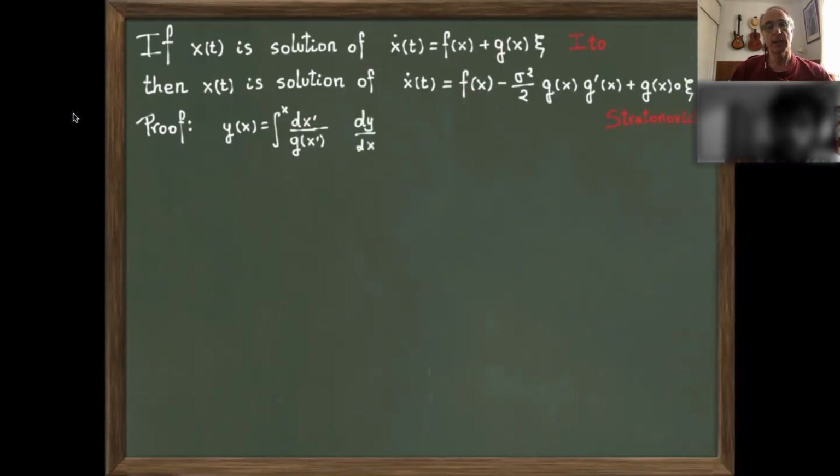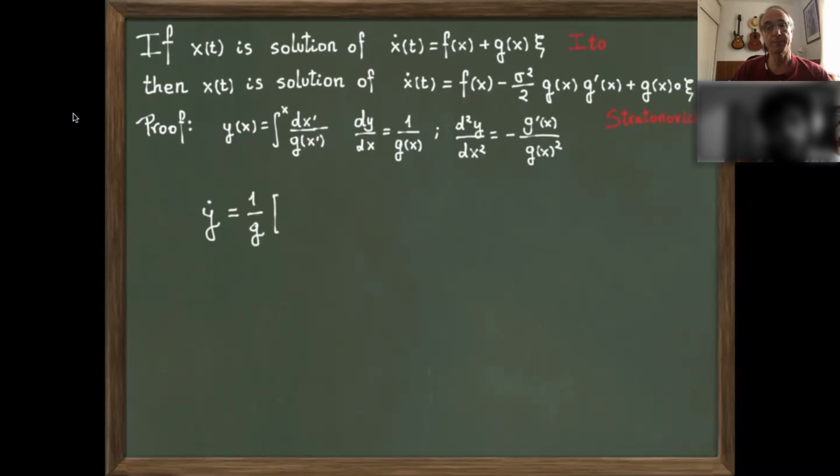Okay, now let's calculate the derivatives because we are going to use Ito's lemma. We need the first derivative, which is 1 over g, and the second derivative, which is minus g prime over g squared. And now let's apply Ito's lemma to find the equation that y obeys. So we have y dot, and as always, we have the derivative dy over dx times x dot. But now we have the Ito term, which is sigma squared divided by 2.